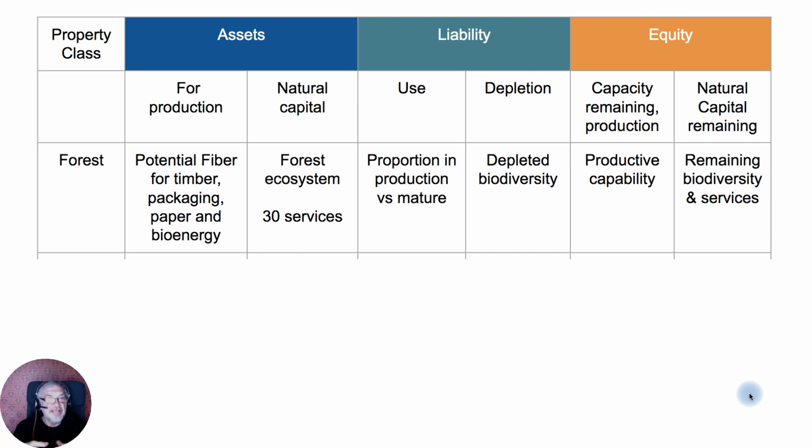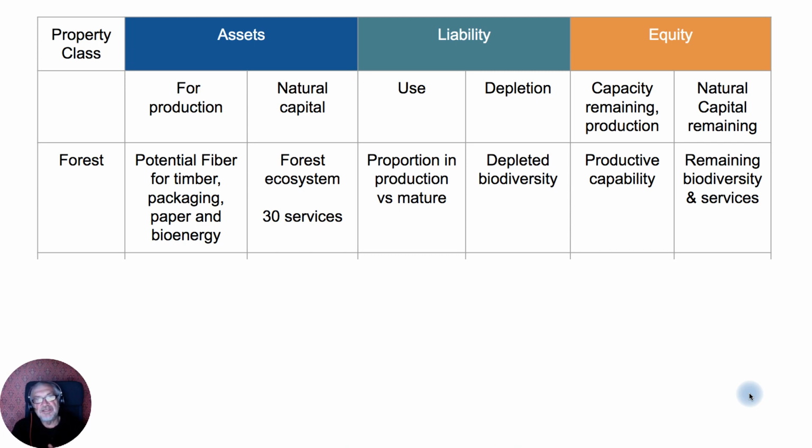Now, the asset of that is the potential for fiber, timber, packaging, paper, and bioenergy. Maybe that person owns the forest, or they lease it and get the material from it. There are very many possibilities there. However, we could also see the forest as being natural capital, that is part of the nation. Now, that is the whole ecosystem. In Sweden, they identify 30 services that come from the forest, whereof one of them is just fiber.